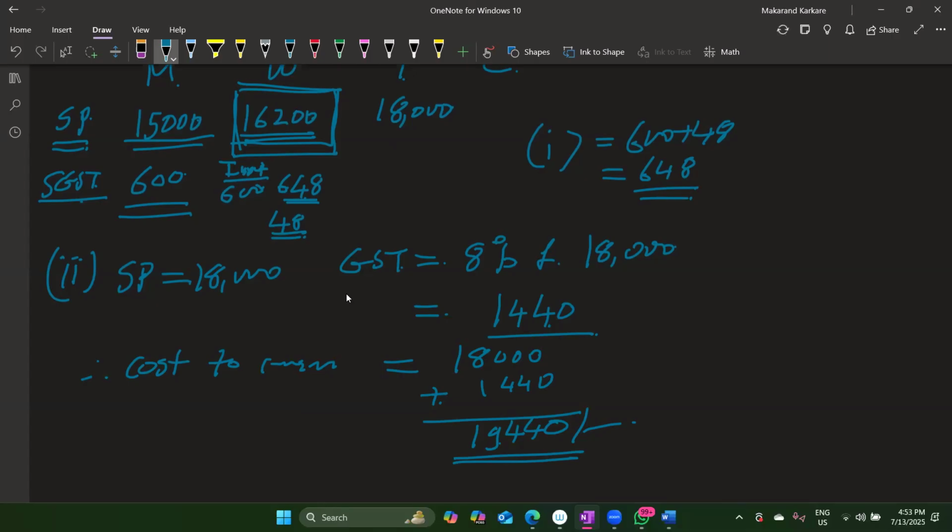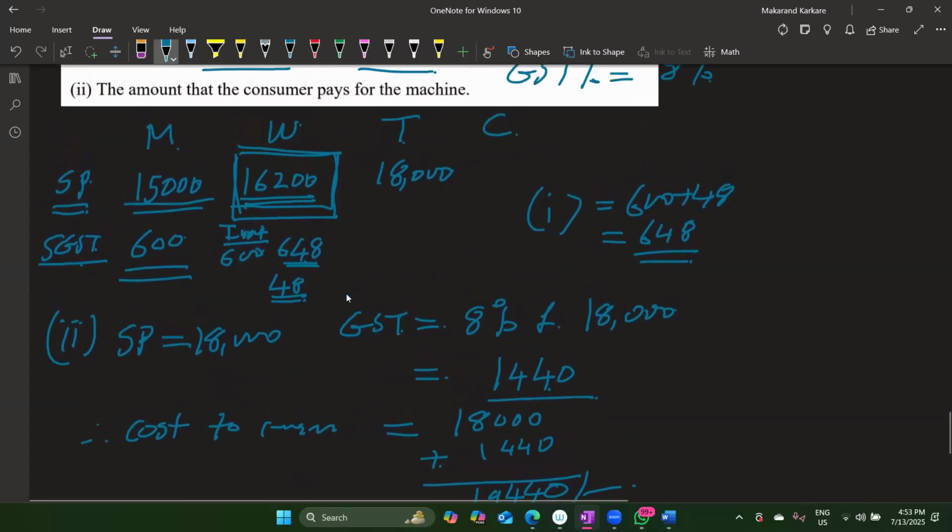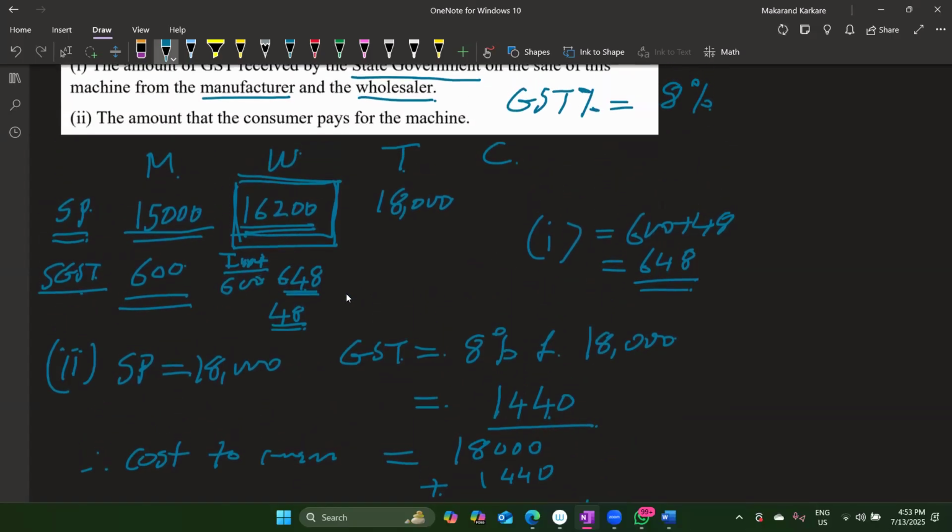Okay, anything else from the paper? So Aniket did it the hard way. He calculated the tax here, then the input tax credit, and gave the answer 648 correctly, but it could have been done in a sweeter manner, is all that I'm going to say.